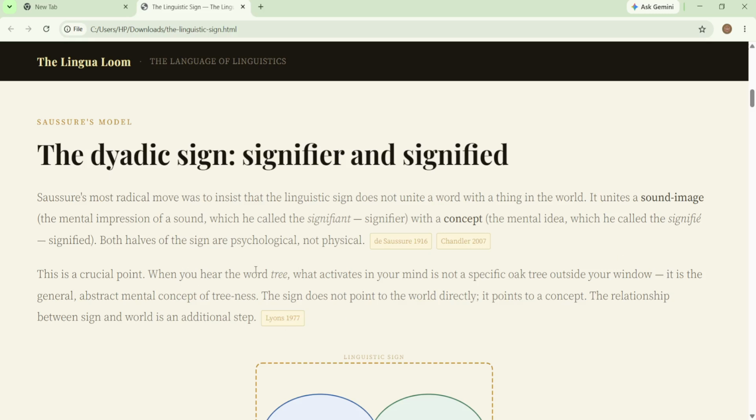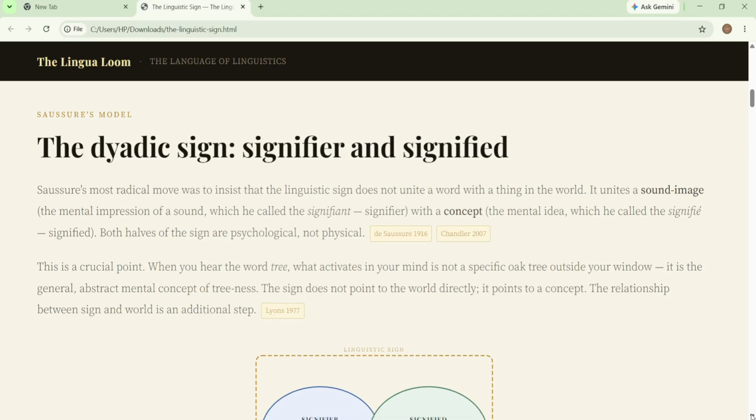This is the crucial point: when you hear the word tree, what activates in your mind is not a specific oak tree outside the window. You do not associate it directly with a tree in the real world. First there comes in your mind an absolutely general, abstract mental concept of treeness. The sign does not point to the world directly. It points to a concept. The relationship between sign and the world is an additional step.